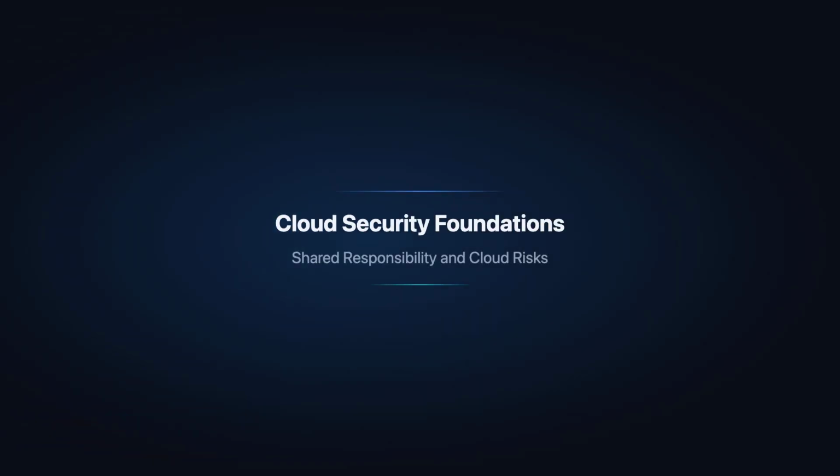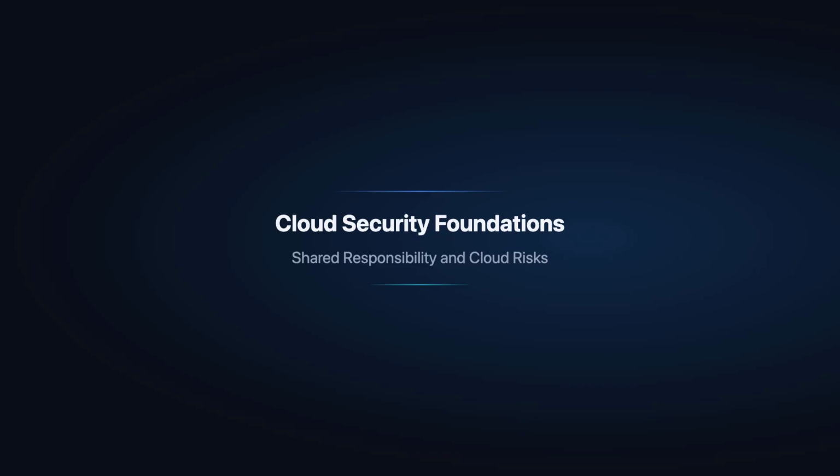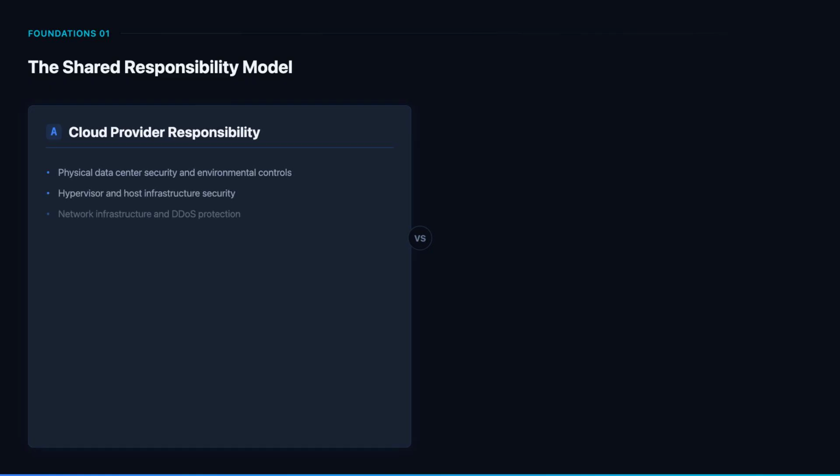Let's start with the foundational concepts that make cloud security different from traditional on-premises security. The shared responsibility model is the fundamental concept that governs cloud security. Understanding it is essential. Cloud providers are responsible for security of the cloud. This includes physical data center security, hypervisor and host infrastructure protection, network infrastructure and DDoS mitigation, and maintaining their own compliance certifications like SOC 2 and ISO 27001 for the platform.